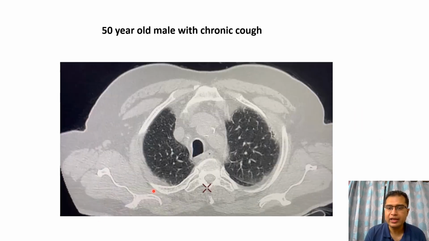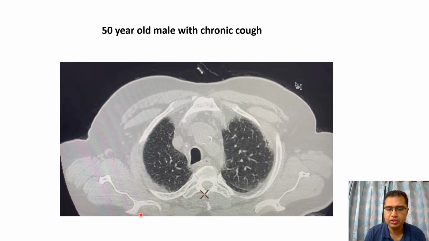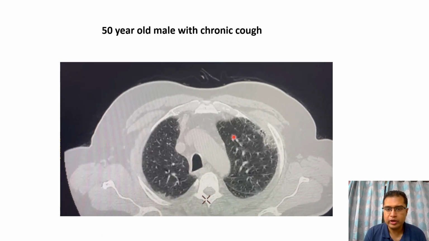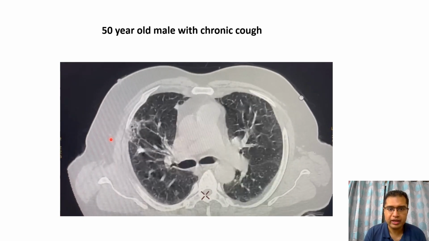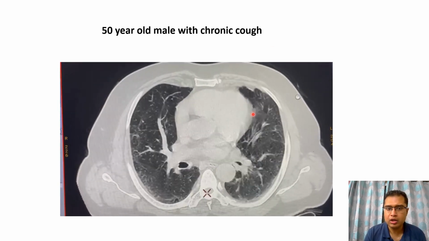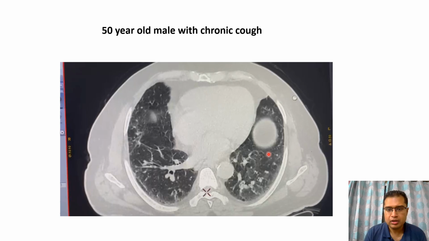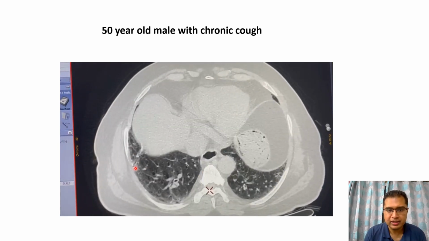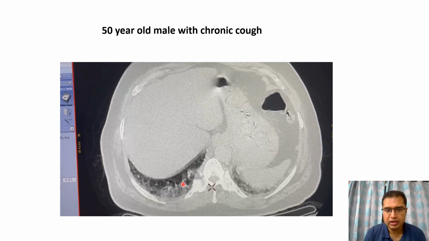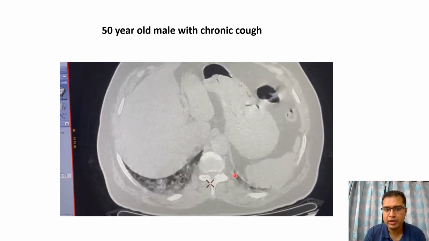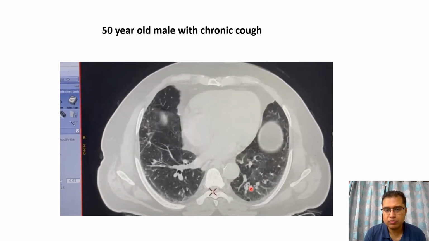Coming to a companion case which I reported recently. Here we have a 50-year-old male with chronic cough, and again we have the HRCT picture of this patient, and these are the lung window axial sections where again we can see subpleural reticulations and ground glass opacities along with interlobular septal thickening. The ground glass opacities are predominantly seen in the posterobasal regions.